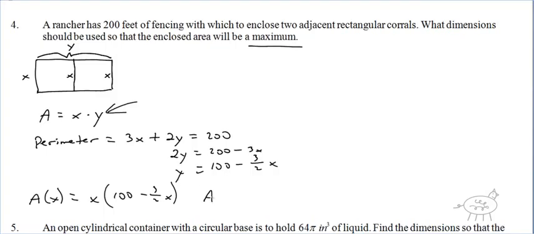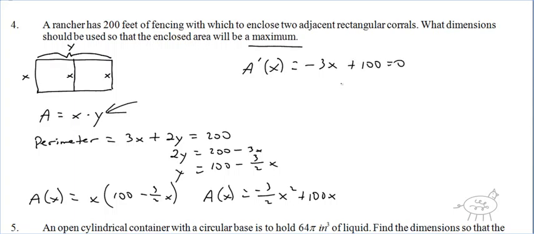So A of x equals, let's put it in descending order. So I get negative 3 halves x squared plus 100x. Okay? And let's take the derivative. So A prime of x is equal to negative 3x. Ooh, that's kind of sweet. Negative 3x plus 100. Set it equal to 0. And I get x equals 100 over 3, which is 33 and a third.